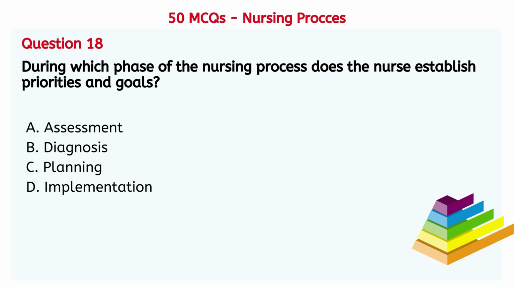Question 18. During which phase of the nursing process does the nurse establish priorities and goals? The options are: A. Assessment. B. Diagnosis. C. Planning. D. Implementation.